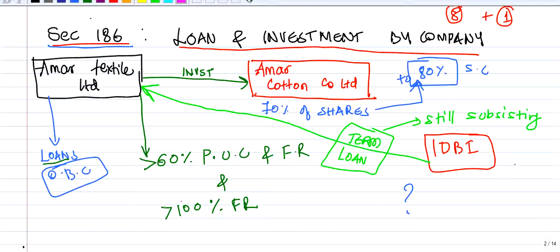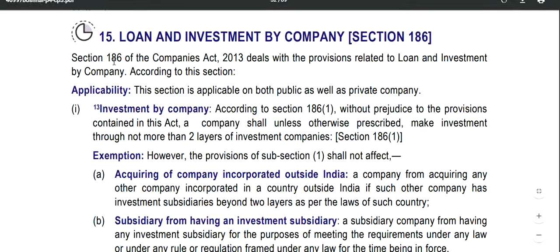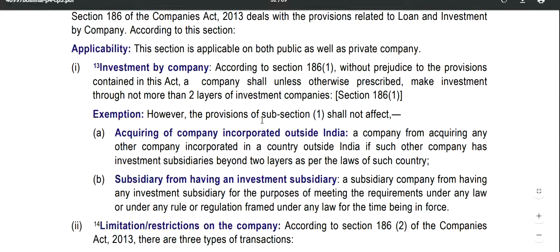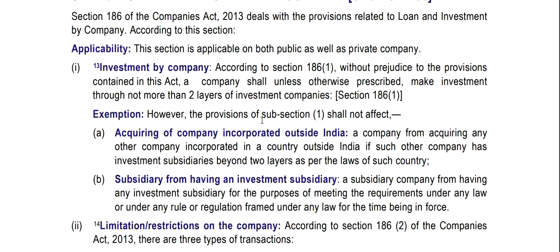Okay, we will see the direct provisions. Section 186 of the Companies Act deals with loan and investment. First thing is, it is applicable to the public as well as the private company. That is the first point, and it has some 13 subsections. We'll see that one. Subsection 1, investment by company. Without prejudice to provisions contained in this Act, a company shall, unless otherwise prescribed, make investment through not more than 2 layers of investment.